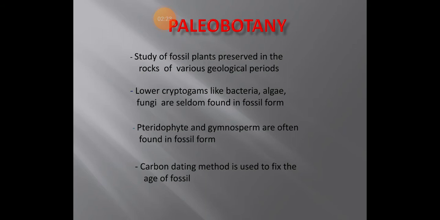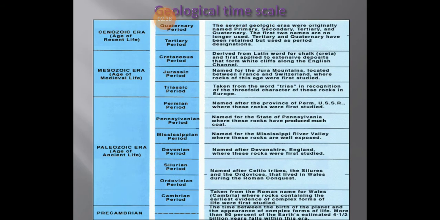In paleobotany we study the fossil forms, that may be fungi, algae, bacteria, pteridophytes, gymnosperms. Why? Because of the carbon dating methods, these fossils usually occur. So, going to how the fossilization actually occurs: usually in the geological time scales, in the various periods and eras, the plant material undergoes different carbonization processes and accumulates in the sedimentary rocks.